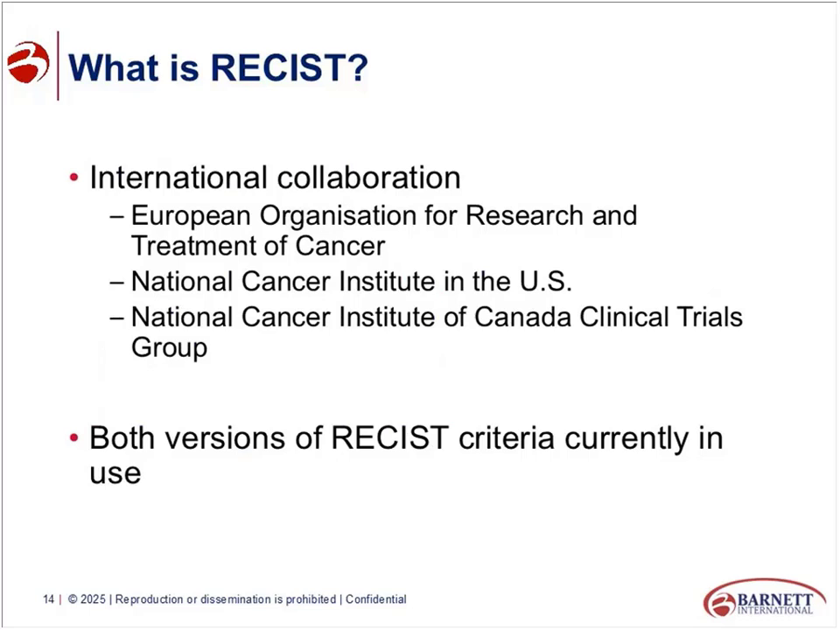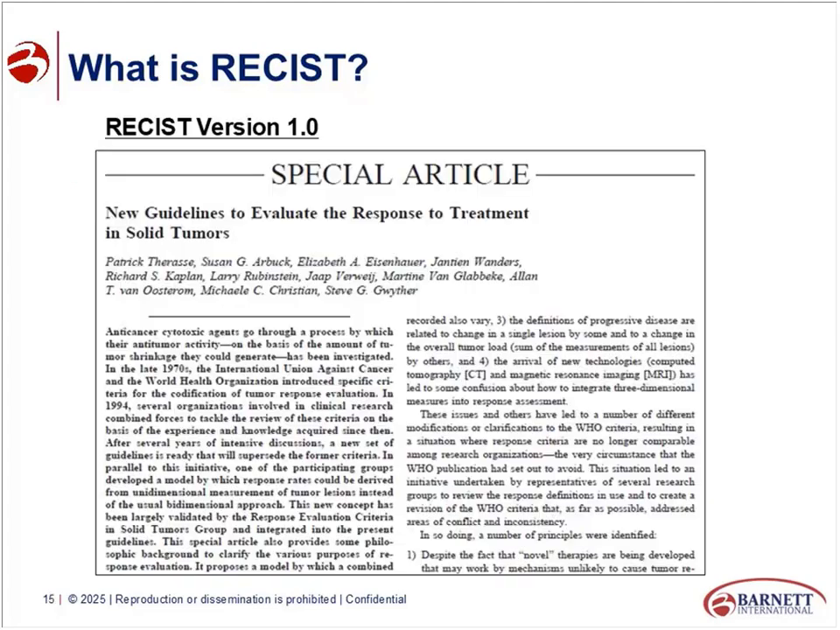The working group has actually released 2 versions of the criteria over the past few decades. RECIST 1.0, which was published in 2000, and then RECIST version 1.1 was published in 2009. So it's important to note that RECIST version 1 was not retired after version 1.1 was released. So both versions of the criteria are currently being used across the industry.